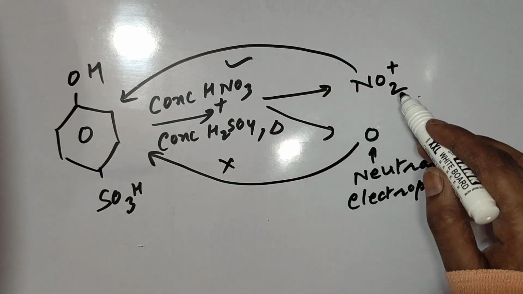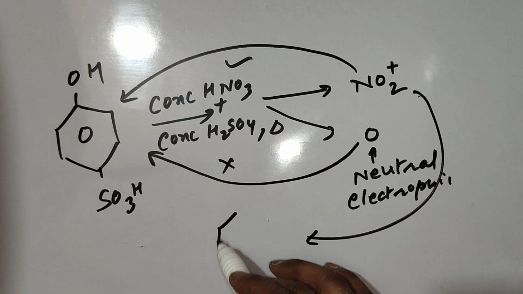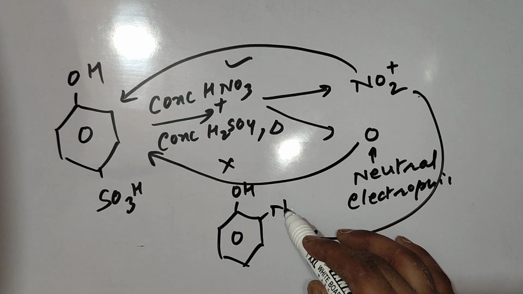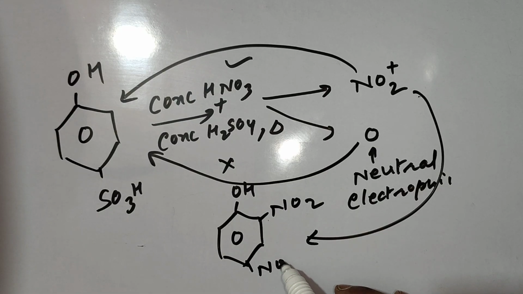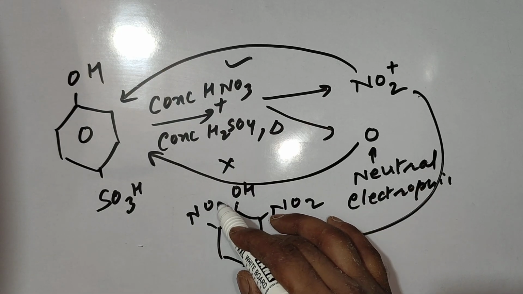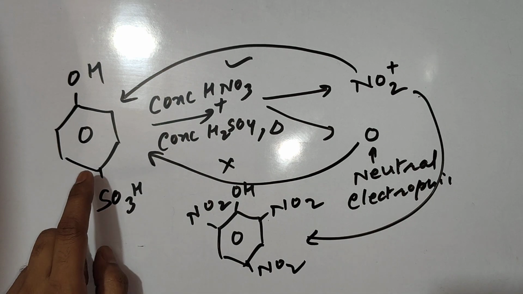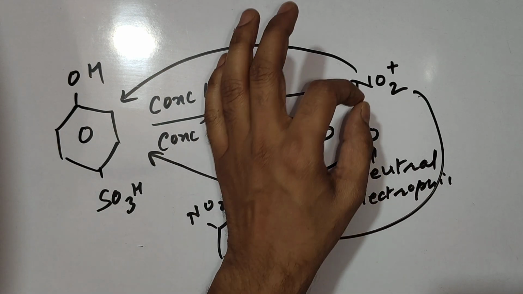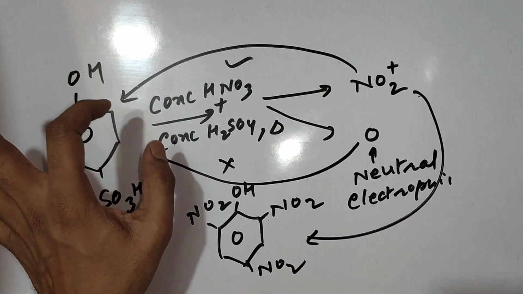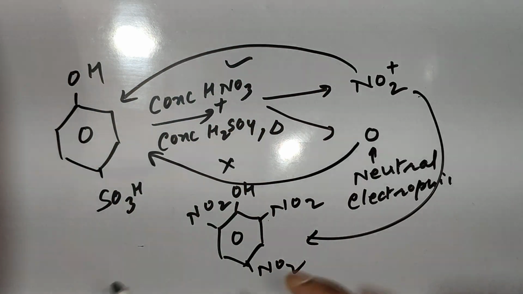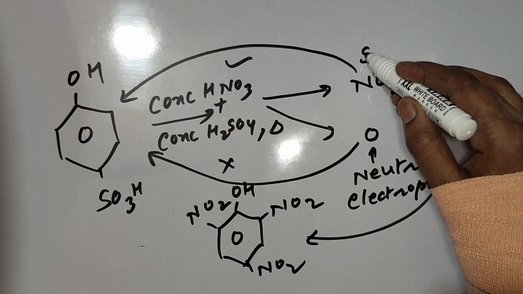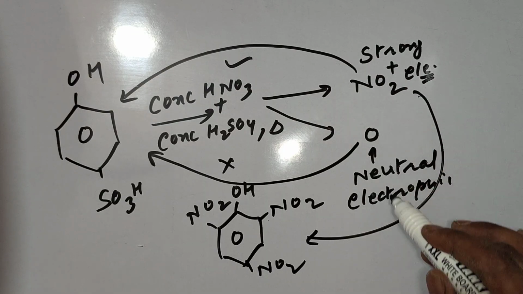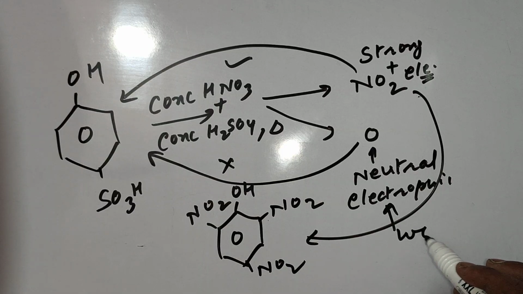So when nitronium ions attack on a benzene ring, almost all particles will turn to picric acid easily. Even this position will be replaced by nitronium ion. Why? Why is nitronium ion able to attack on a deactivated benzene ring? The answer is this: nitronium ion is a strong electrophile, and neutral oxygen atom is a weak electrophile.